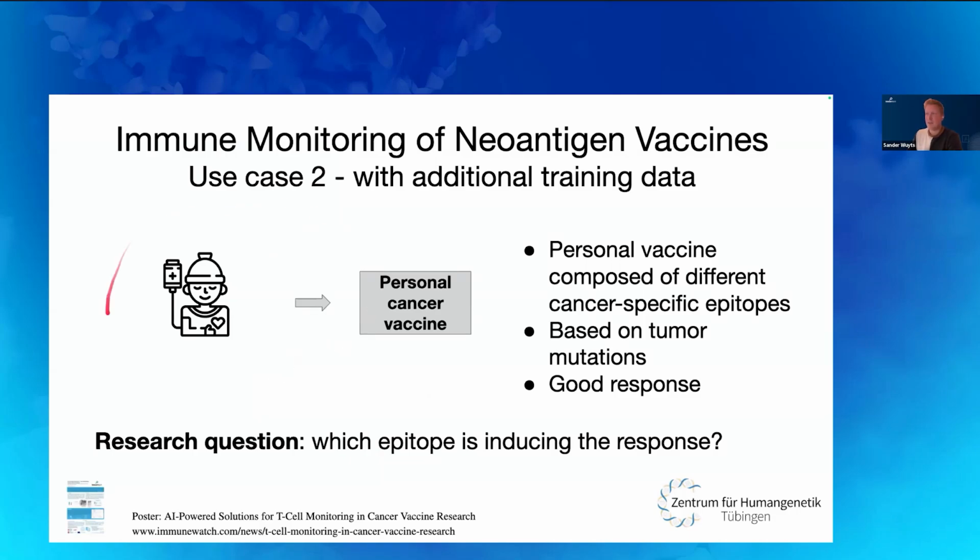Basically, they created a personalized cancer vaccine composed of different cancer-specific epitopes based on tumor mutations. And they found that this vaccine actually had a very good clinical response.